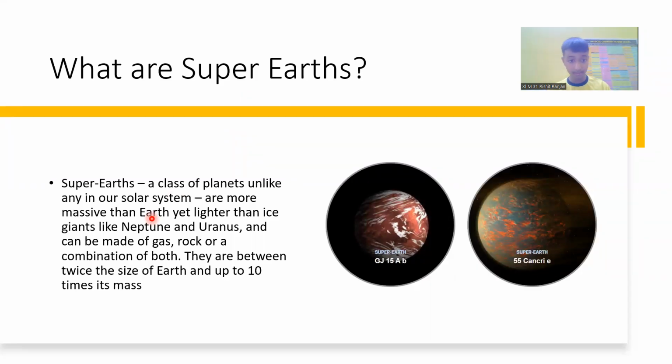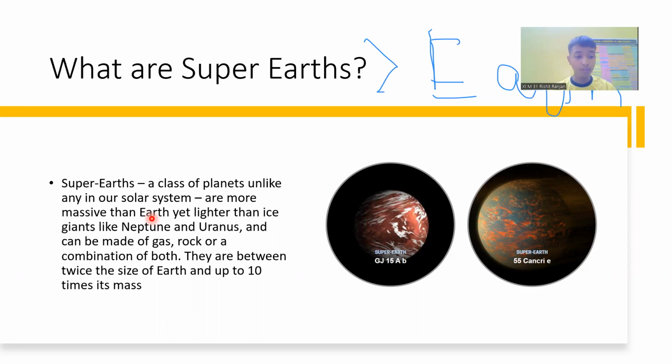Now, what are super Earths? Super Earths are a class of planets unlike any in our solar system. So they are not in the solar system. They are more massive than Earth, which means their mass is more than Earth, but they are lighter than ice giants like Neptune and Uranus. So they are smaller than Neptune and Uranus as well as lighter, but heavier than Earth.